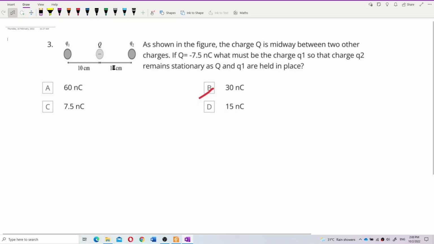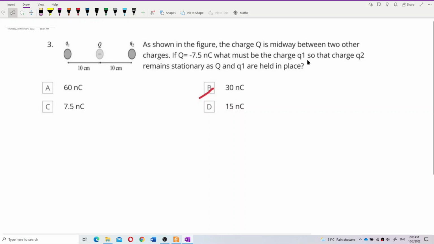Okay, so you see here he said Q and Q1 are held in place, means they are fixed at their position. All right, I don't need to draw that one. Okay, so what must be the charge Q1?